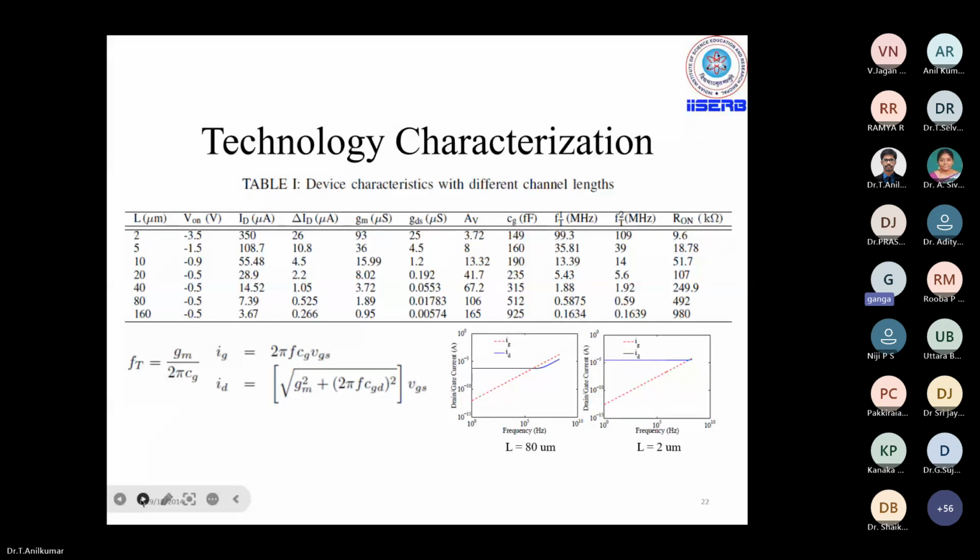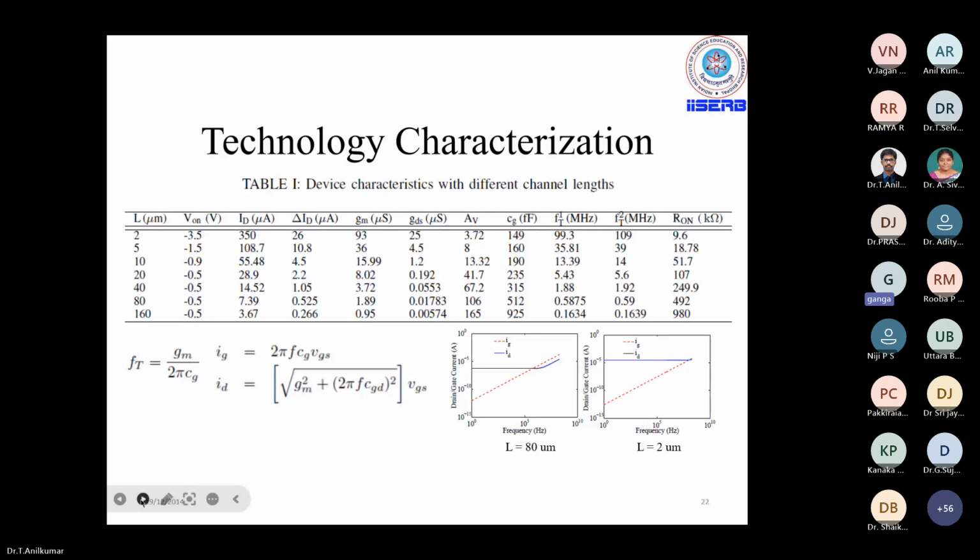The intrinsic gain, whatever is marked as AV, it's very important because this is the maximum gain that can be obtained by a single transistor. Meaning, if you are having a single stage amplifier, this is the maximum gain that we would expect. As we can see from this table, the AV is increasing with respect to the channel length.